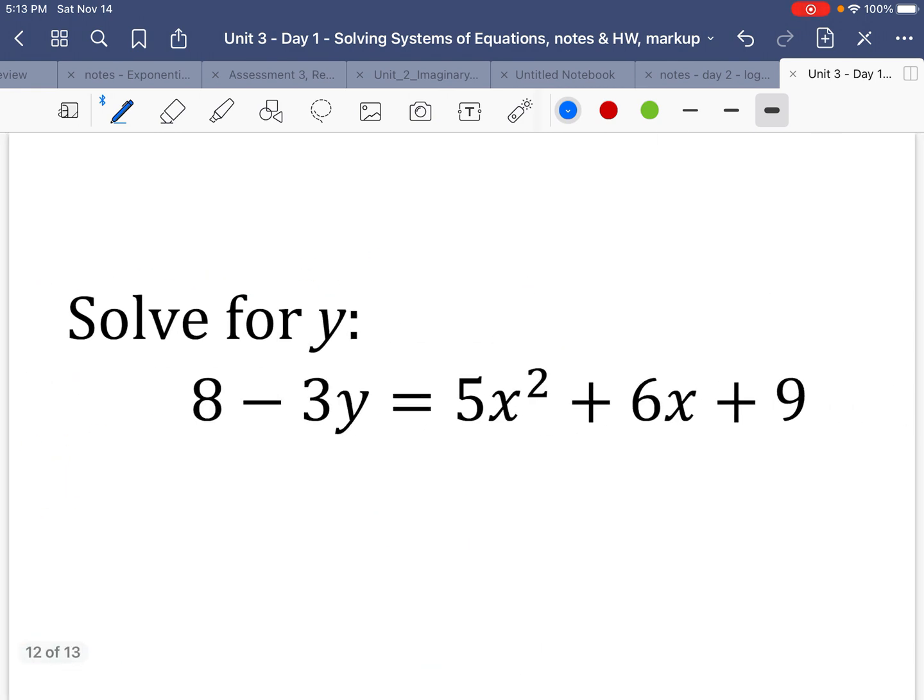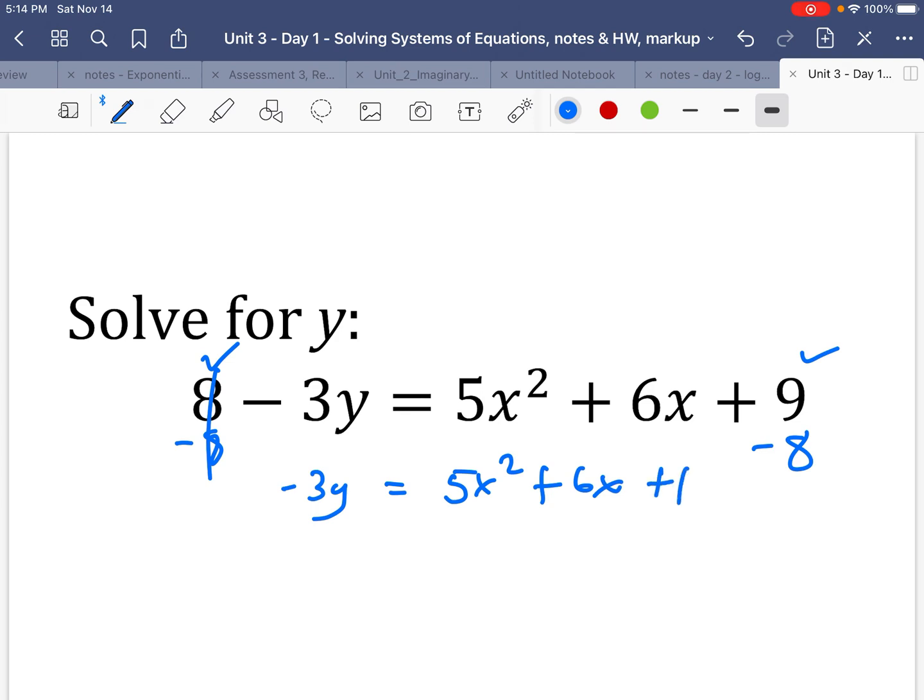All right, let's take a look here. Now, in this problem, solving for y, this 8 here can go with the 9 eventually, so I'm going to take away 8 from him. So it's almost like solving, like we've done this before a little bit, like when we were solving by factoring and having to get everything together. So I have a -3y. It's still 5x² plus 6x, but now it's +1. All right, so I just have to divide everything by 3.